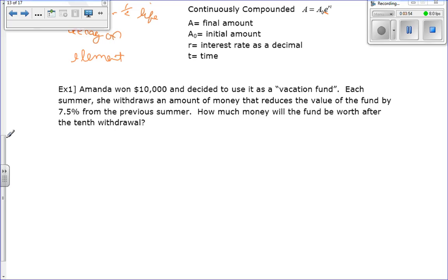So this is just a simple interest because it doesn't give us the number of times per year. It's just saying that she's going to withdraw 10 times. So it's happening once a year. So we're going to use A equals A sub 0 times 1 plus R to the T. And in this equation, A sub 0 is my initial amount, my starting amount. My starting amount was $10,000.